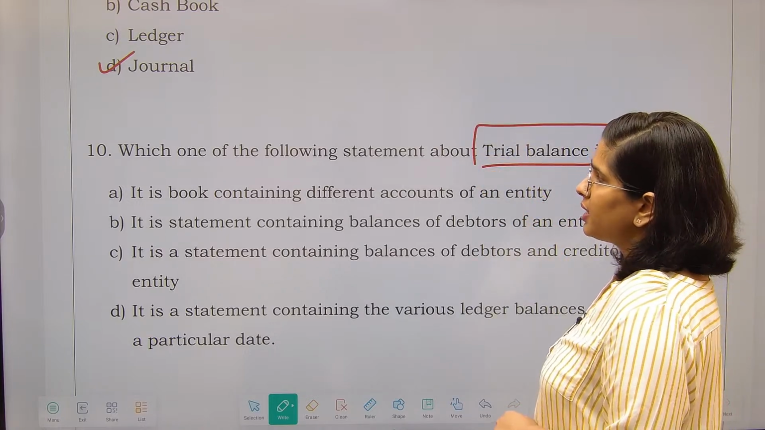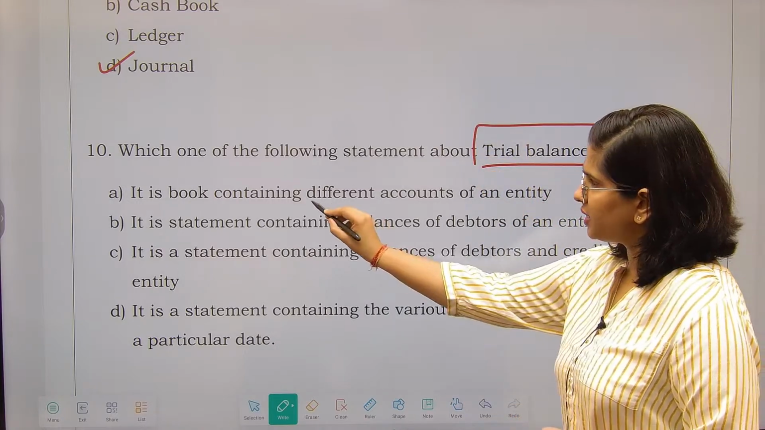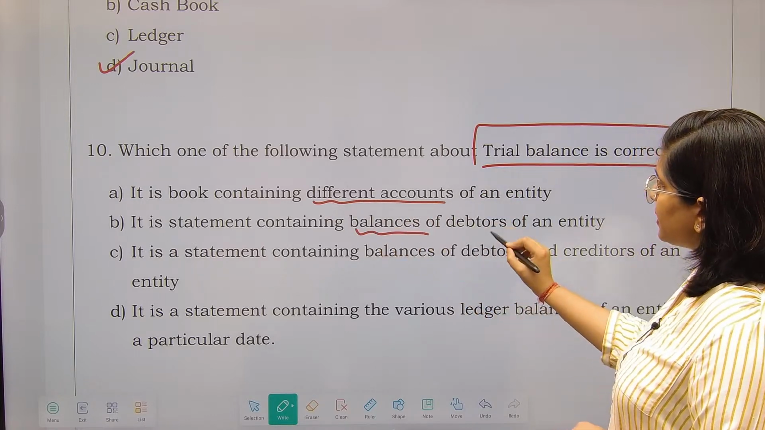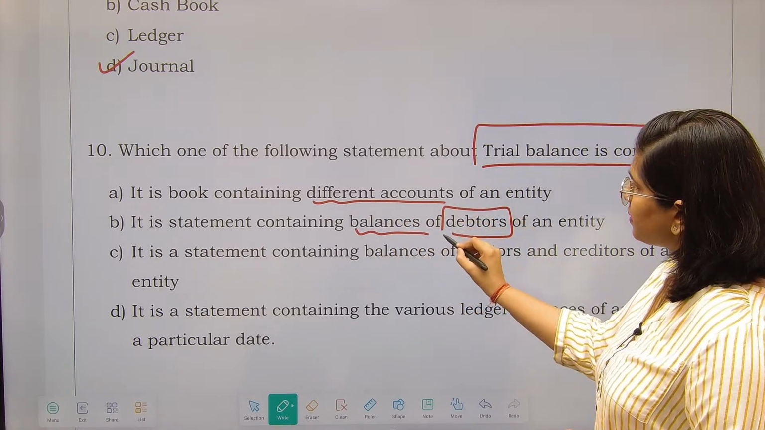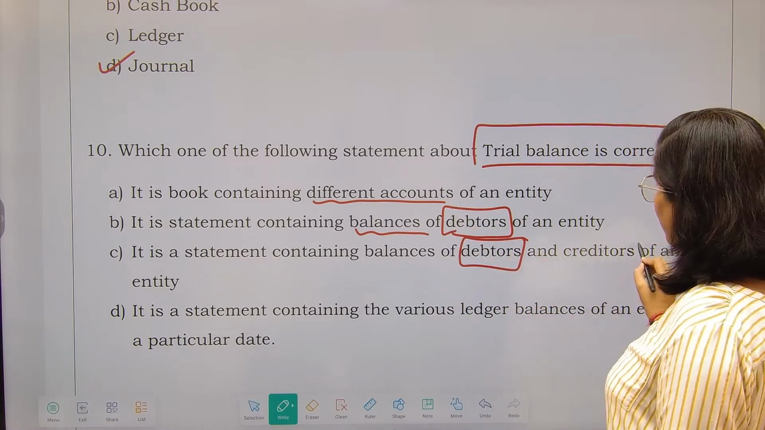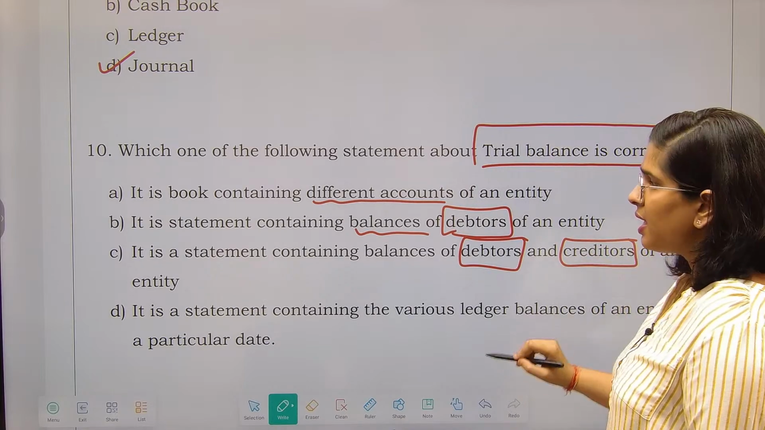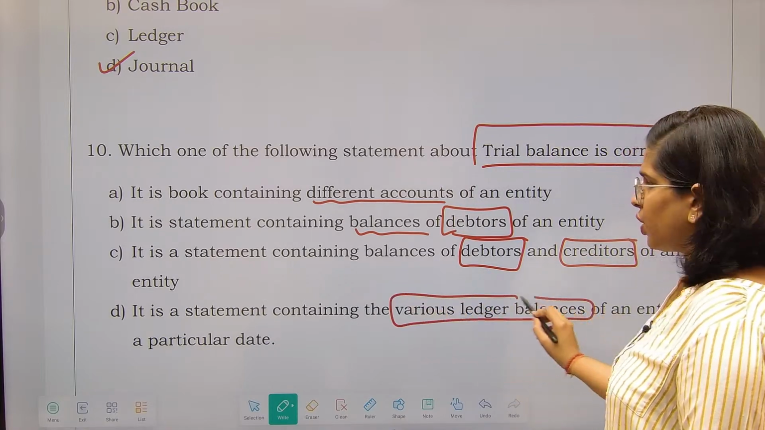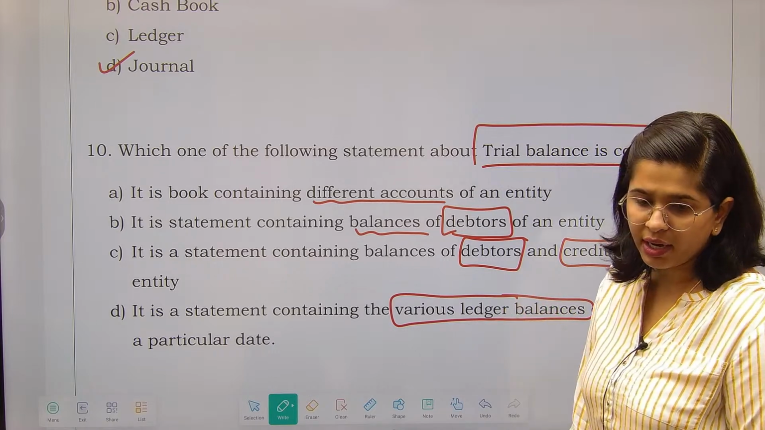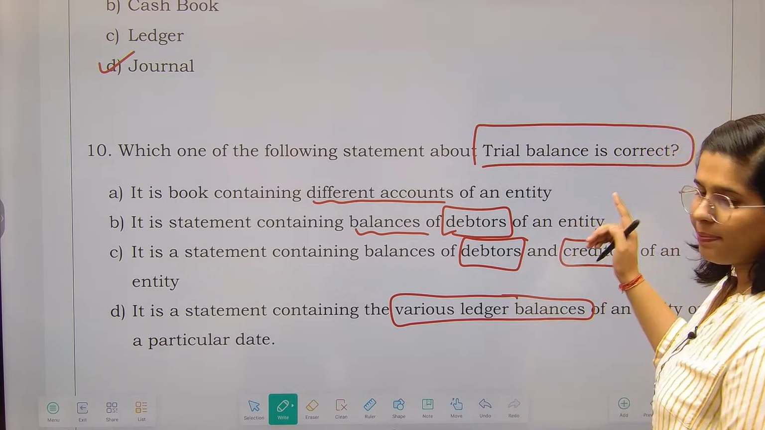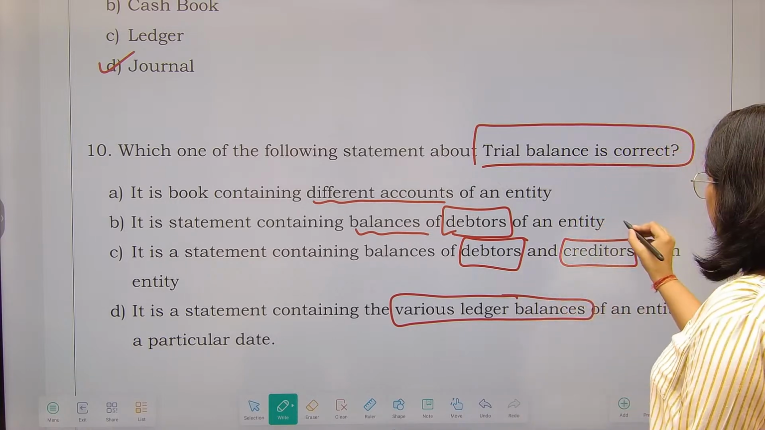It is a book containing different accounts of an entity. It is a statement which contains balances of debtors. It is a statement which contains balances of debtors and creditors. And it is a statement which contains various ledger balances of an entity on a particular date. Now, if we see in this, options B and C are totally wrong.